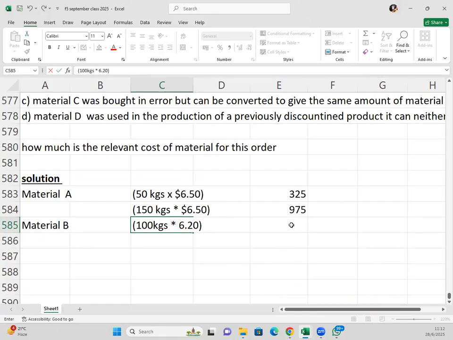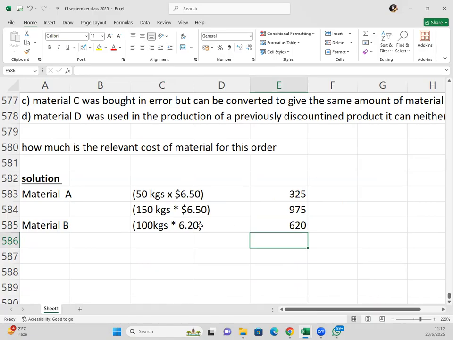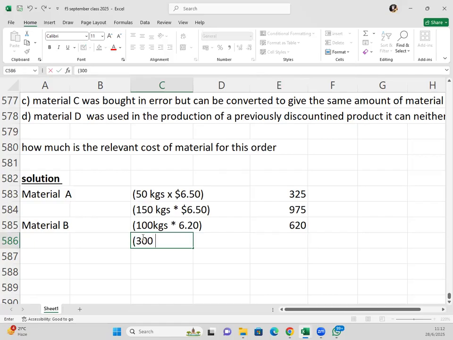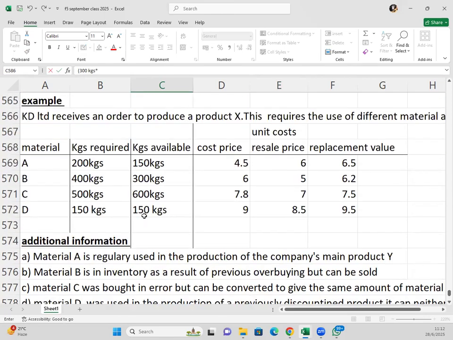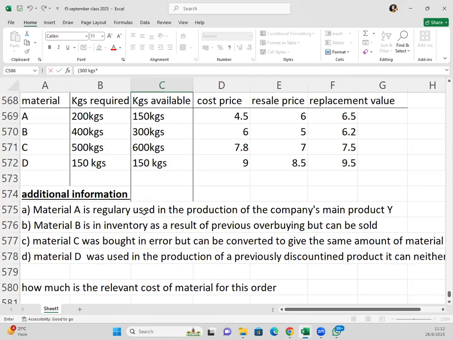So you multiply, that's 100 by 620. Then we move on to, what about the 300 kgs in inventory? The 300 kgs that are in inventory, we ask ourselves, are these units regularly used?